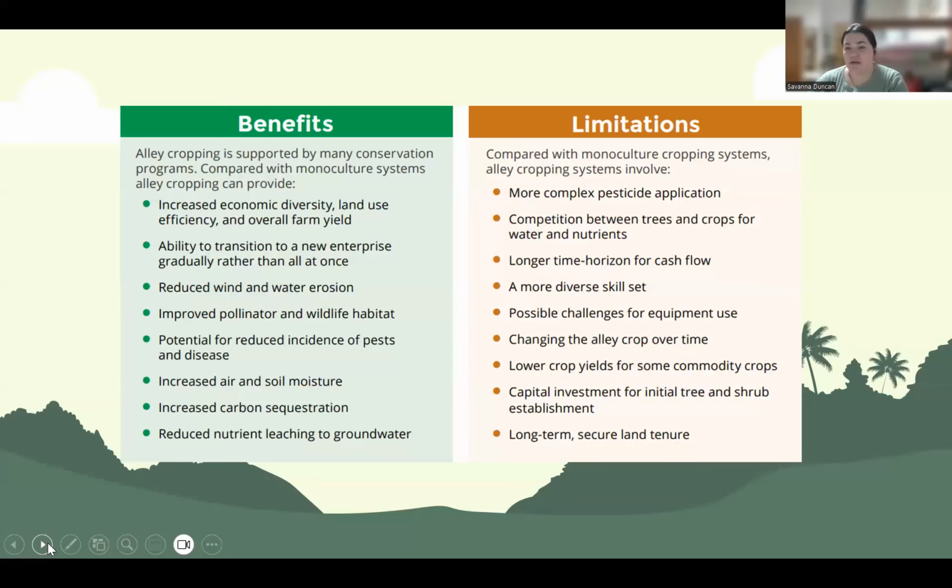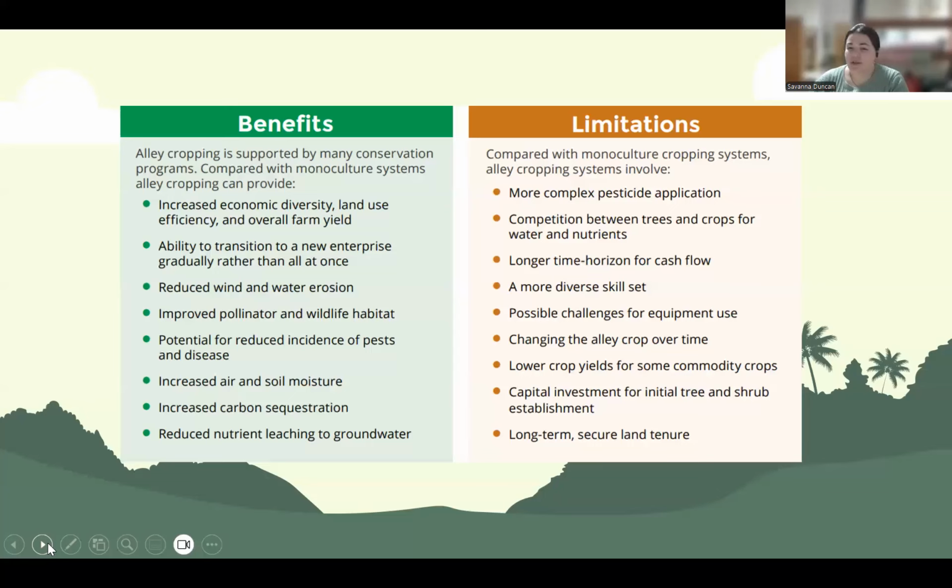There's a farm out in Illinois that had this challenge, and they actually had to experiment with different alley croppings for a while to see what was compatible with their harvester. Lower crop yields for some commodity crops. So, corn and soybeans come to mind. Overall, your corn and soybean yield is going to be lower in an alley cropping system compared to a monoculture system, just because of that competition between the annual crops and the trees.